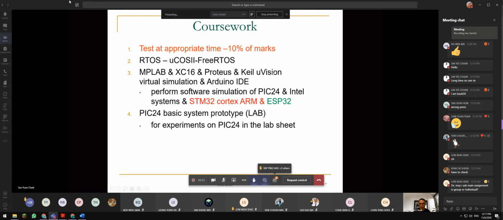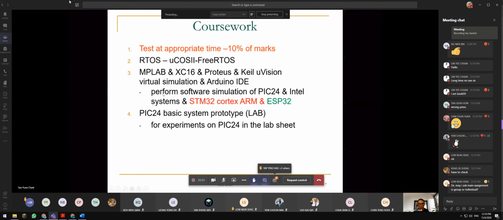We have Proteus and Keil uVision, and we will perform a lot of virtual simulation because we do not have a lab, we do not have an expensive oscilloscope. I believe that you do not have an oscilloscope with you, unless you are able to get yourself a PC-based oscilloscope. But that's not important. I believe that all of you at least have a multimeter with you. So PM me if you do not have a multimeter.